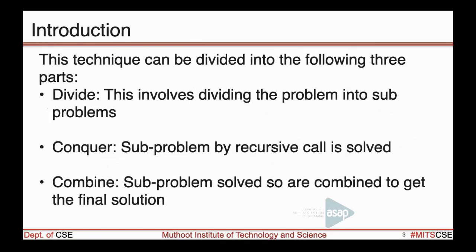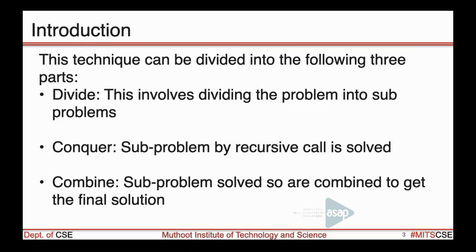Okay. So this technique basically contains three parts. First one is the divide part, then the conquer part, and the combination part. What is the divide part? This divides the problem into different sub-problems. Like we said earlier, I had a bigger problem, I divided it into sub-problems and gave them to many functions in order to do it. Then the second part comes, that is conquer, which means the sub-problems are solved by recursive calls.